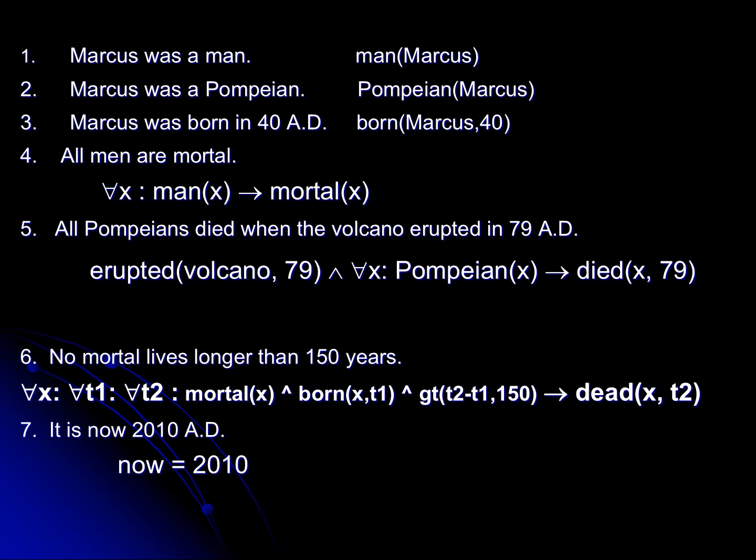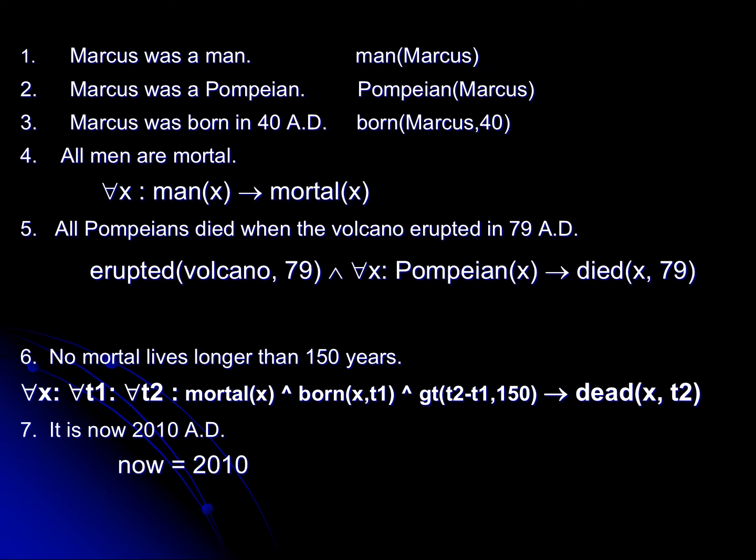Next statement is: all Pompeians died when volcano erupted in 79 AD. Here, actually this is a complicated statement. It is not very easy to represent. So here what is done is, volcano erupted in 79 AD is represented first, and that incident is connected with the death of all Pompeians. So you can write in this way: erupted volcano, 79.